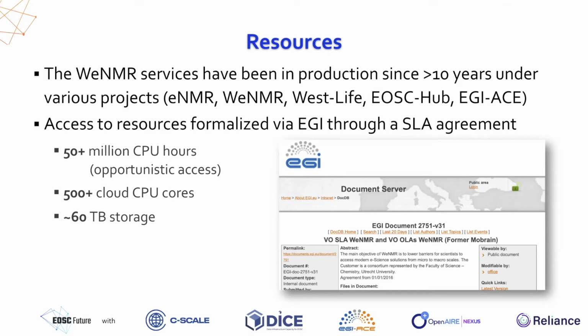more than 50 million of CPU hours for helping the community to run simulation. We are talking here about HPC capacity that are offered with opportunistic access. We are also offering more than 500 cloud CPU core and almost 60 terabytes of storage. And these resources are offered with a dedicated service level agreement, which is established between EGI and the community. This agreement has been recently extended, and this is valid until the end of the EGI ACE project.